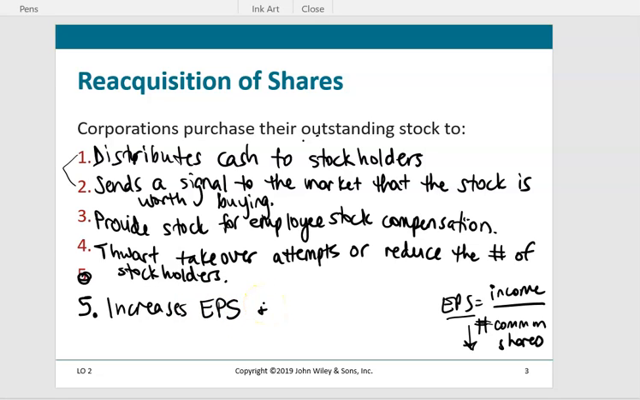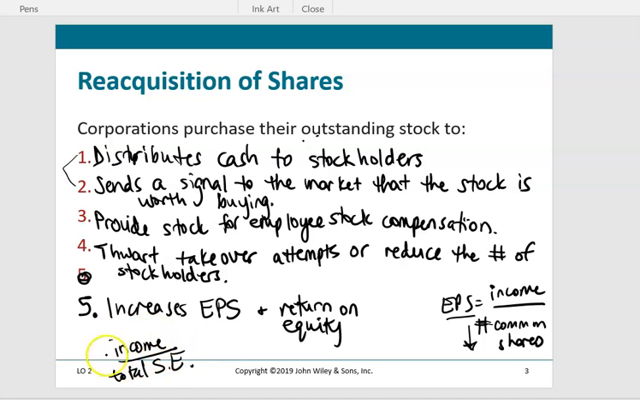And what else does it increase? It also increases a metric that we call return on equity. We have not talked much about it, but it looks somewhat similar to earnings per share, where we have income divided by total stockholders' equity. And as we said, buying back stock does not affect income, but it will reduce stockholders' equity. So if we reduce stockholders' equity, return on equity will also automatically increase.